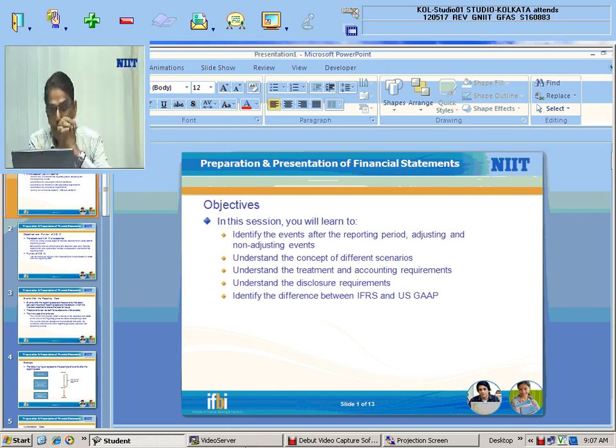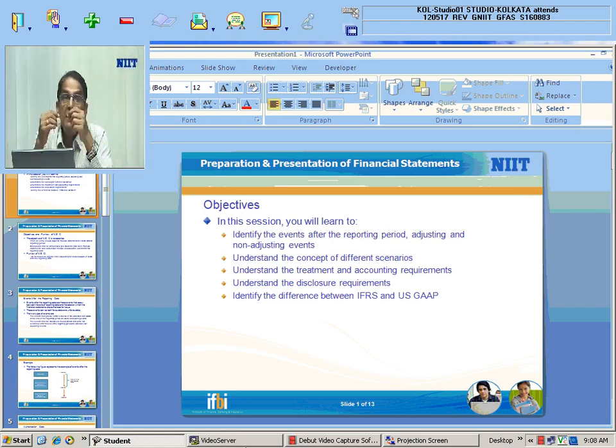As you all know, the balance sheet date, the date on which the balance sheet is prepared, is the pivotal date at which the financial position of an entity is determined and reported. So the balance sheet date or the reporting date is the pivotal date at which the financial position of the entity is determined and reported to the various users of the financial statements. So all events which occur up to the reporting date are critical in arriving at the entity's financial position as well as performance.